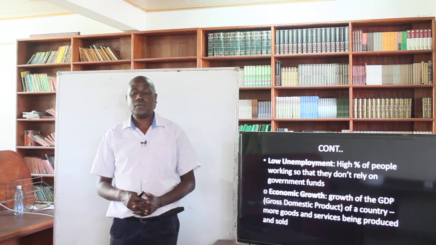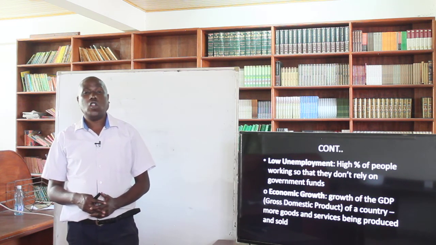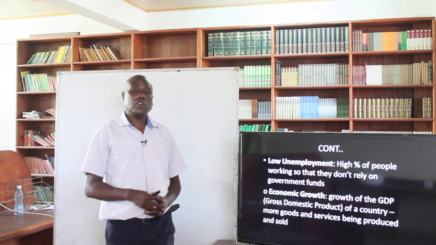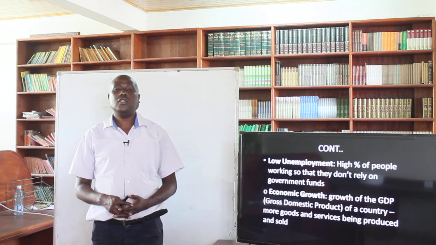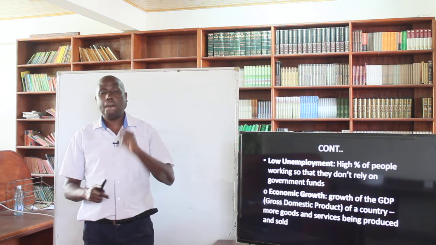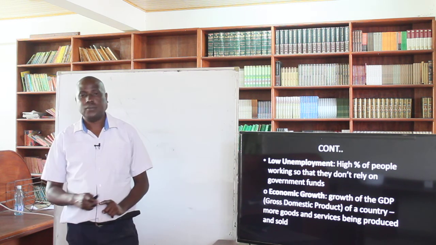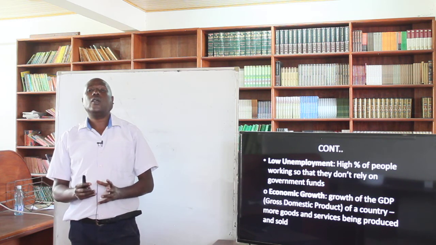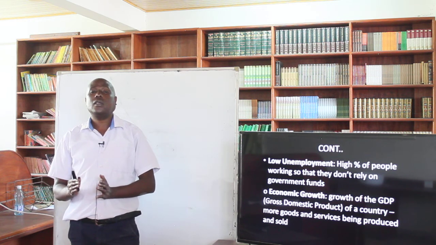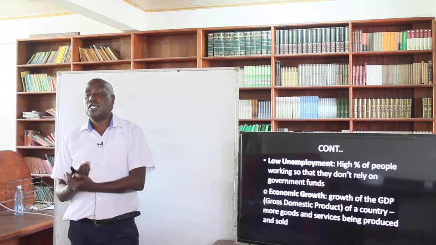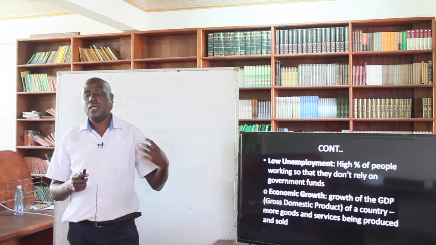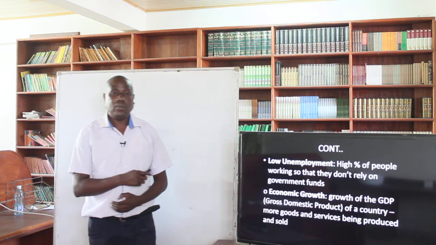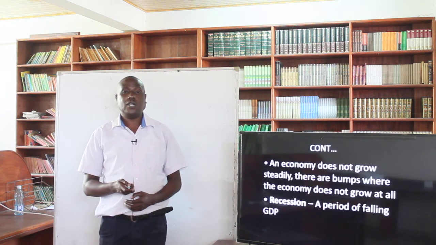Thirdly, the government wants economic growth. Now, the growth of the GDP, or the gross domestic product of a country, means more goods and services are being produced and sold. So the government wants to ensure that the GDP of the country is very high. There are a lot of goods and services being produced so that people will pay taxes as they produce. And that brings us to the end of our first part of the lesson.